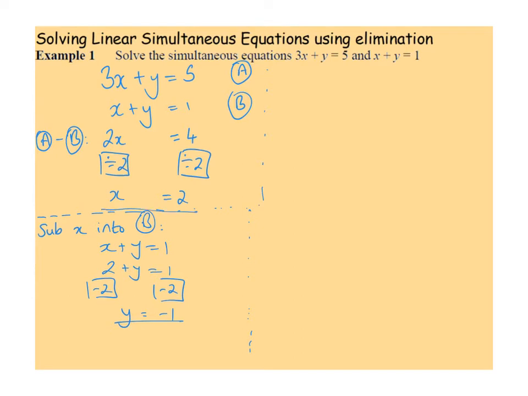So we've got x = 2 and y = -1. We know that works in equation B because we've just put those values in. So now to check that our answer is fully correct, let's make sure by inputting both of those values into A.